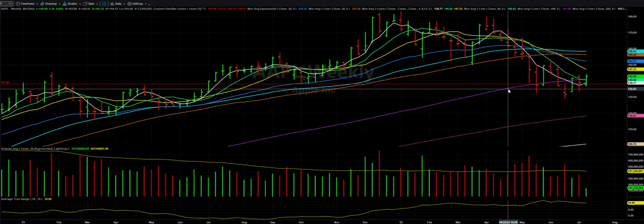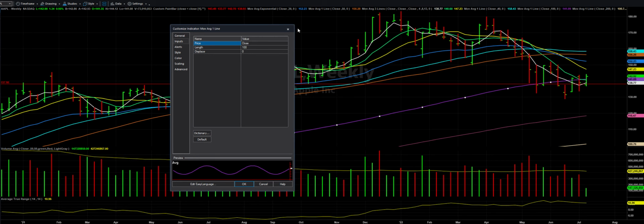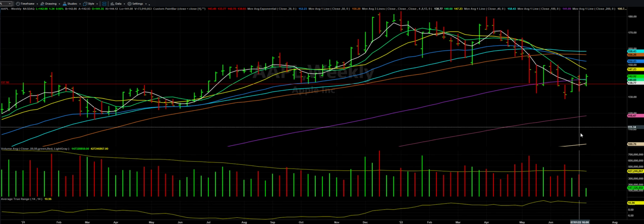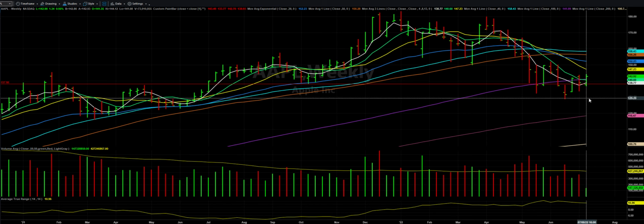Okay? See it right here? Purple looking, magenta looking line. You see input? 100 week. You see that? 100-week moving average. 150, 200 right here. Okay? So the 100-week moving average, we're right there.